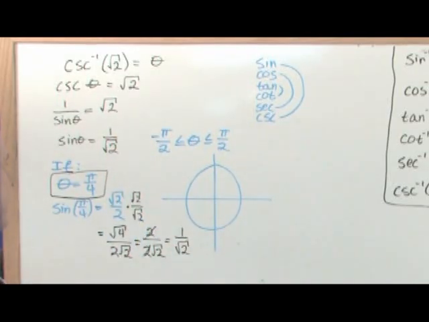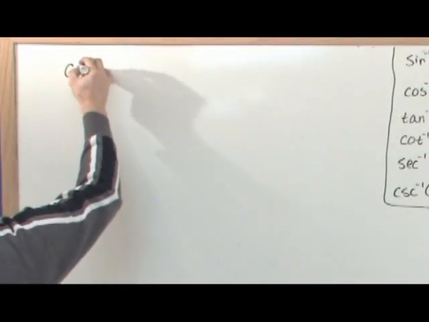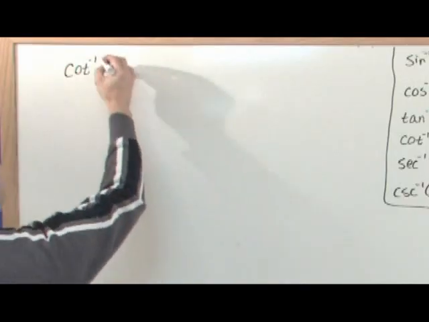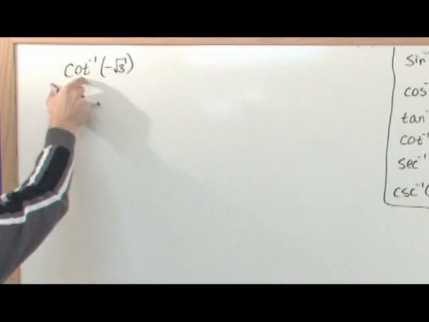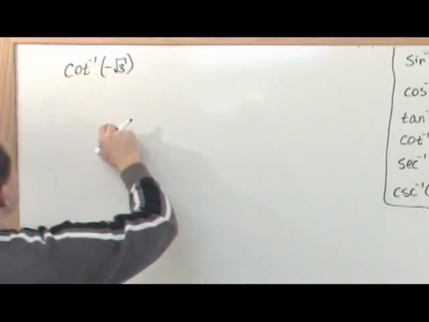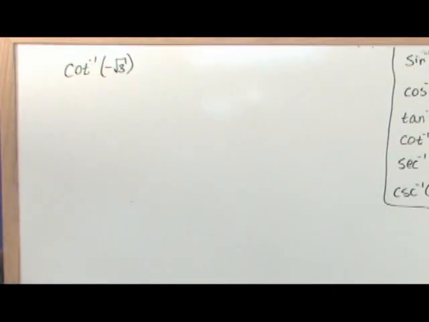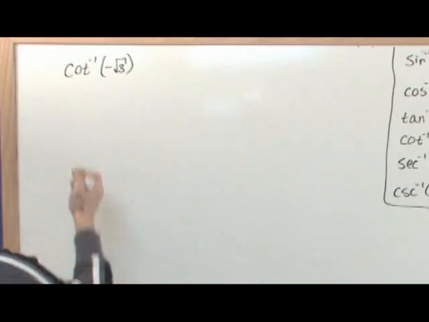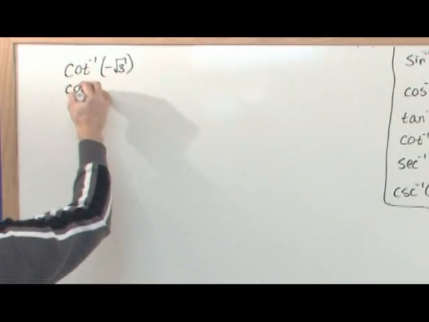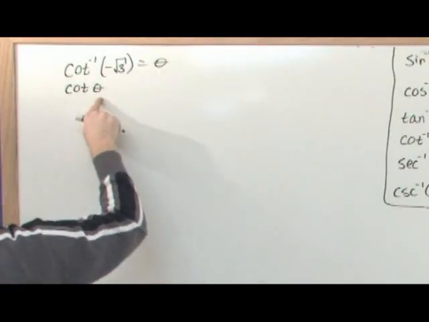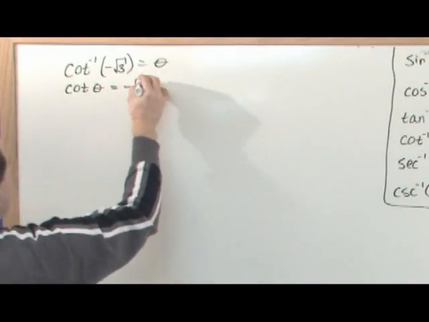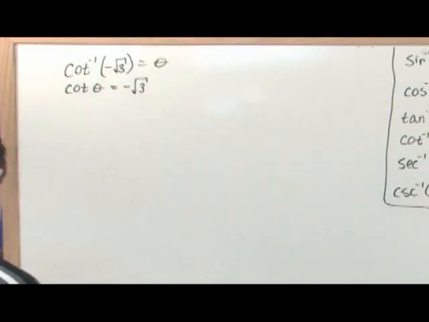Okay, the next problem says cotangent inverse of negative square root of 3. So I'm taking the inverse cotangent, or the arc cotangent, of negative square root of 3. The way I always proceed next is I rewrite it. I say the cotangent of some angle, because remember this is going to return some angle back, is equal to negative square root of 3. And that's what I want to do.